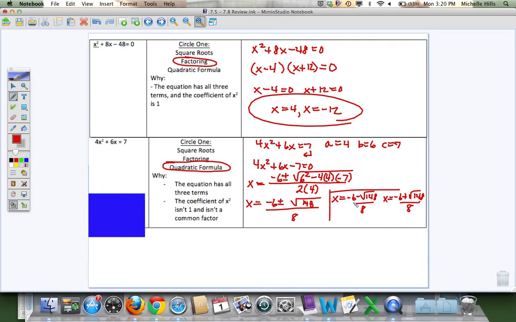Don't forget when you put it in your calculator, put negative 6 minus the square root of 148 equals before you divide by 8. So this x, rounded to 2 decimal places, is roughly negative 2.27, and this x, rounded to 2 decimal places, is roughly 0.77. So those are my two solutions.